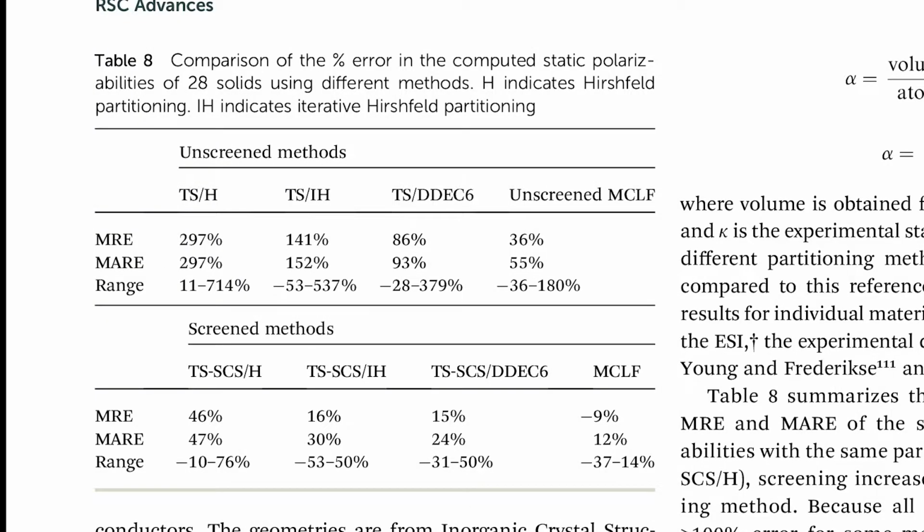This table compares the percentage error in the computed static polarizabilities of 28 solids with different methods. The unscreened methods are inaccurate, as their errors range from almost 300% to around 55%. When using the screened methods, the errors decrease dramatically. However, we can see errors of almost 50% for the TS self-consistent screening with Hirschfeld partitioning, whereas MCLF yields a mean absolute relative error of 12%.